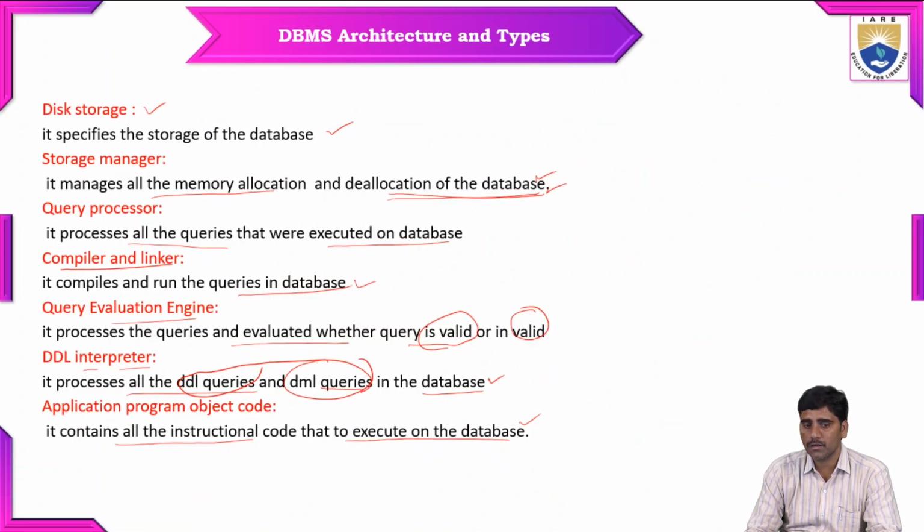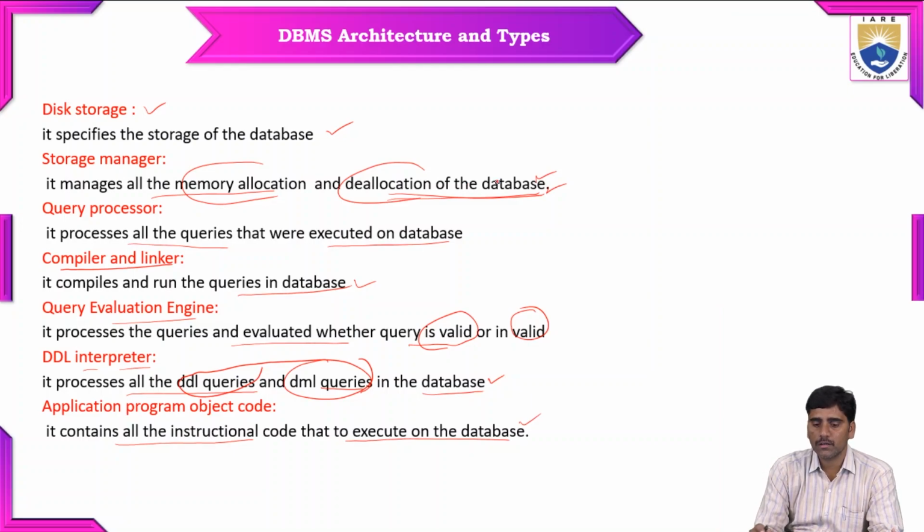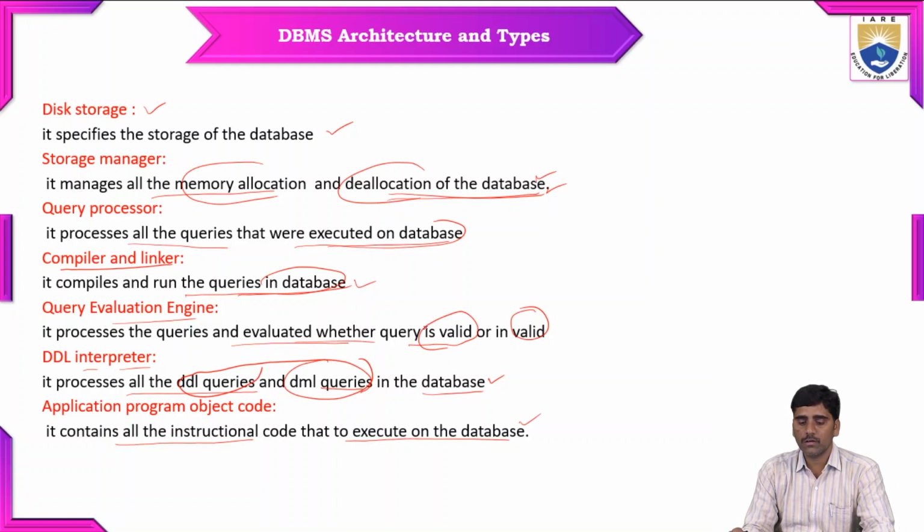Disk storage specifies the storage of the data. The storage manager is responsible for memory allocation and deallocation of the data. The query processor is executed on the database. The compiler and linker compile and run the queries in the database. The query evaluation engine evaluates whether the queries are valid or not. The DDL interpreter processes all DML and DDL queries in the database, and the application program object code contains all the instructional code to execute on the database.